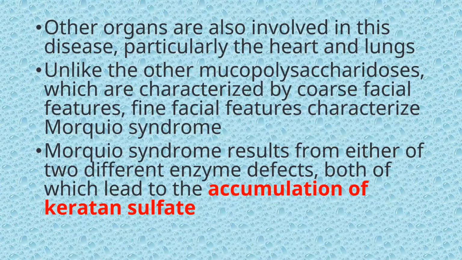Also, don't forget that the organs are involved, the heart and the lungs, unlike the other mucopolysaccharidosis, which are characterized by coarse facial features. Fine facial features characterize Morquio syndrome. Morquio syndrome results from either of two different enzyme defects, both of which lead to an accumulation of keratan sulfate, and you see it in excess in the urine.